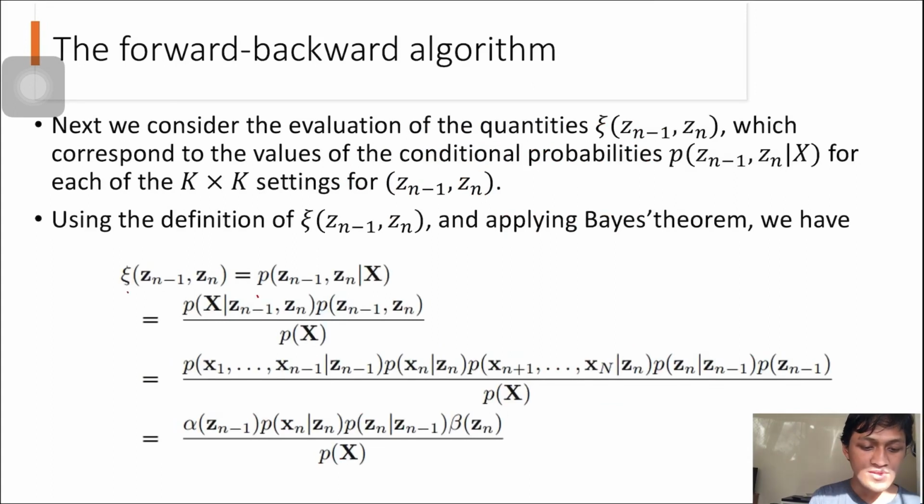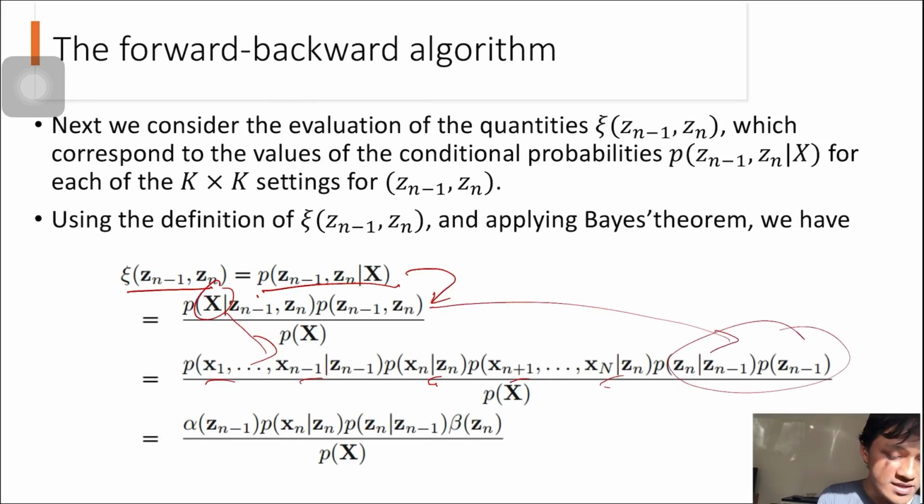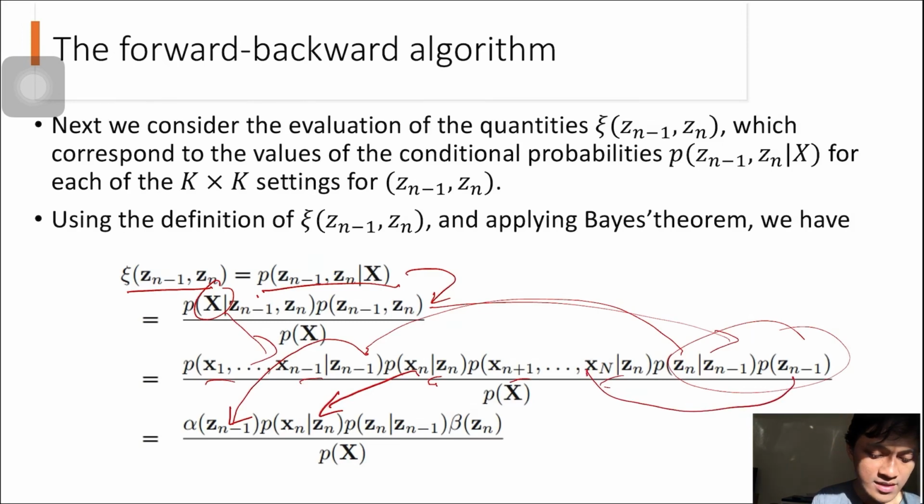For the next one, we need to find an efficient epsilon as well. From this epsilon value, we know that we got this probability, and then by applying Bayes' theorem, we can expand into this formula. We expand x into x1 until xn minus 1, and then xn until big N. We apply Bayes' theorem here as well, and we can get this formula. From this, it is equal to alpha zn minus 1, and likewise we can get the value of beta zn.